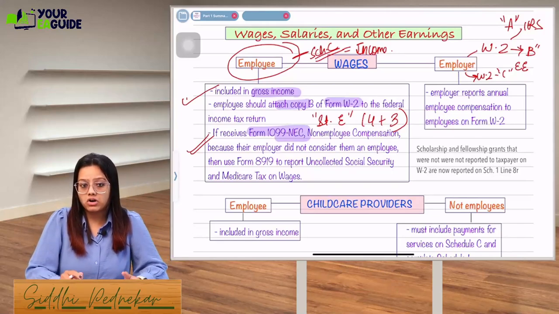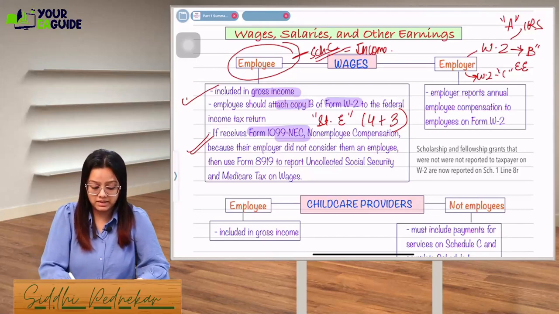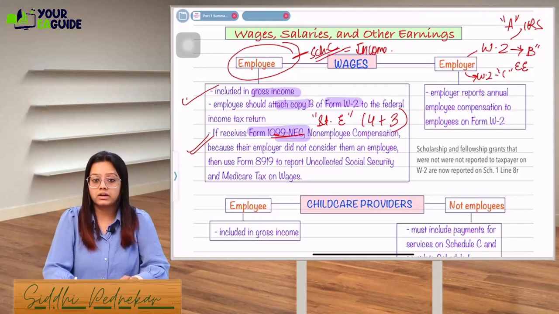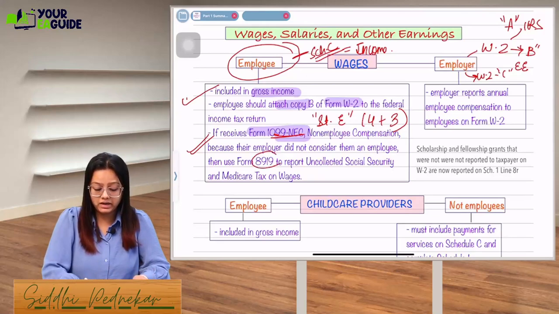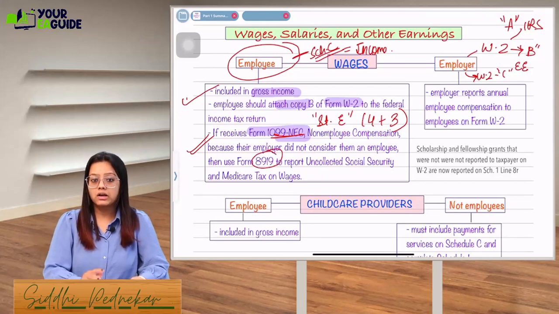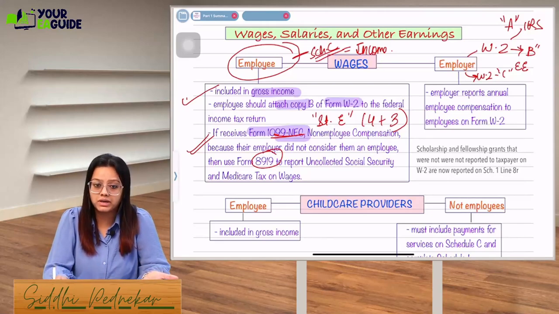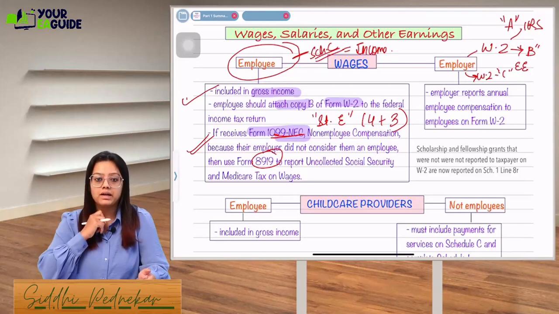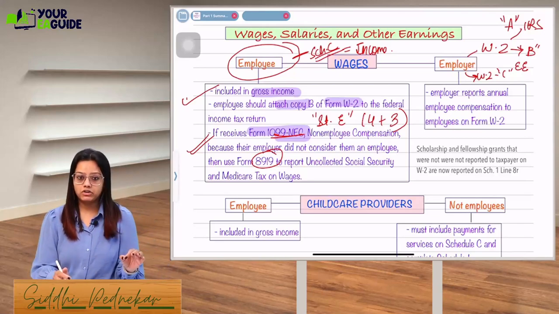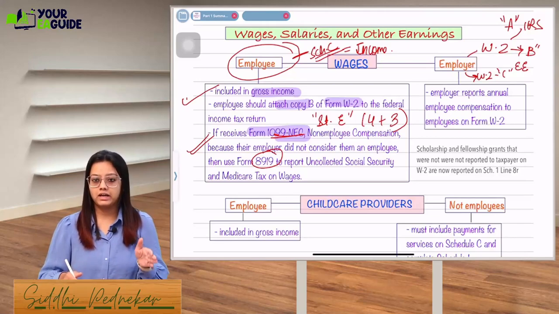And because their employer did not consider them as an employee, they might not have deducted social security or Medicare. So for that particular treatment, you are going to file form 8919 to report uncollected social security and Medicare taxes on the wages. Because you are not an employee, they might not have collected the social security and Medicare, so you will be mentioning it separately in your tax return by way of form 8919.